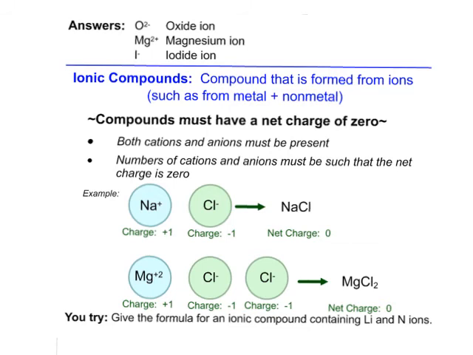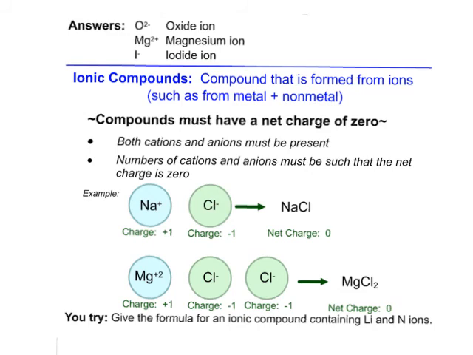Ionic compounds. Compounds that are formed from ions, basically, is what ionic compounds are, such as a metal and a nonmetal. If you'll notice from the periodic table, the metals tend to form cations and the nonmetals tend to form anions. And here we have an example. We have sodium, which is a metal, and chlorine, which is a nonmetal. And if we look at the ions of each of those, here's the sodium ion and the chloride ion. They will form sodium chloride, which we all know as table salt.